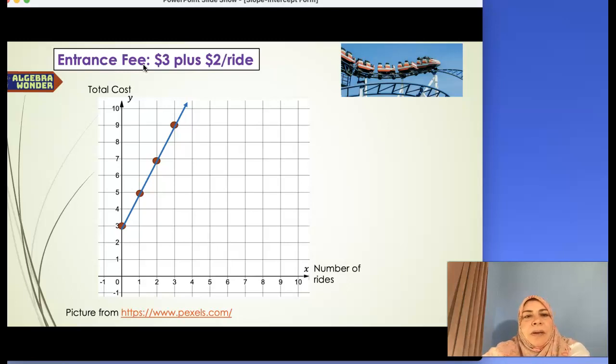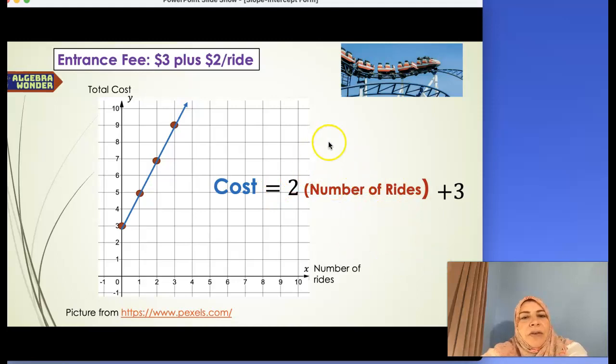If you connect this, as you can see here, it's a linear relationship. Why? Because it's a constant rate of change, which is my slope, which is $2 per ride. Now let us look up here. So the cost is what? We say 2 times the number of rides plus the entrance fee. If you take 3 rides, so 3 times 2, and then you add the entrance fee, and so on. So this is exactly what a slope-intercept form is.